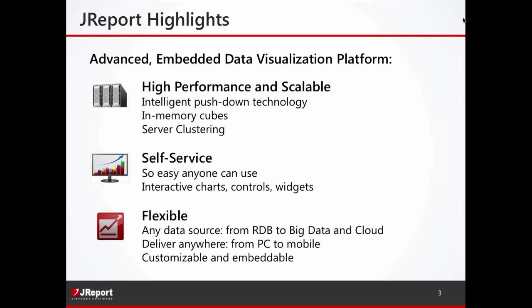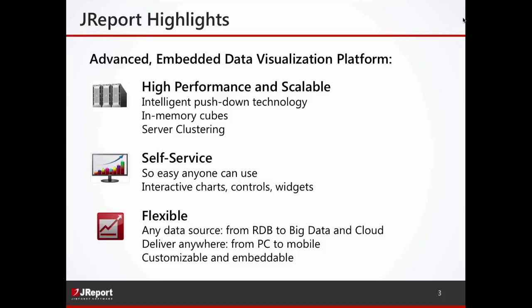Some of the main highlights of JReport are that it's an advanced BI embedded data visualization platform. So 3 main focus areas. The first one is high performance and scalability. So we offer a lot of different types of technologies in JReport to drive performance and to drive scalability. The first one being intelligent push-down technology, where JReport takes specific types of queries and pushes those down to the database or data source for being computed in the data source.